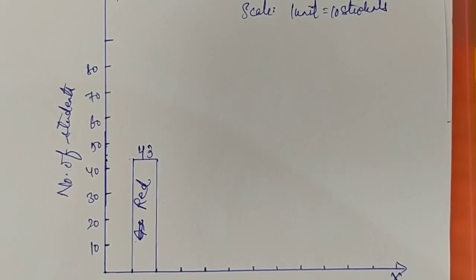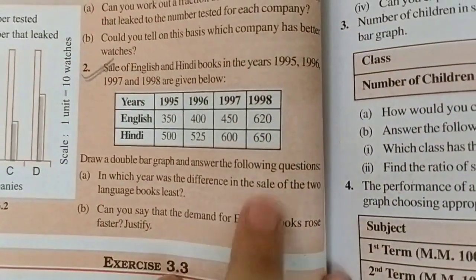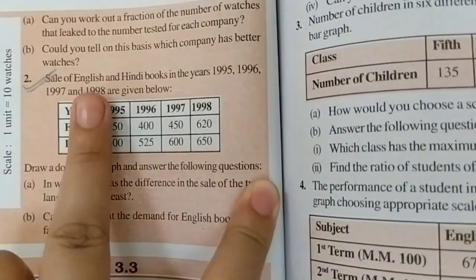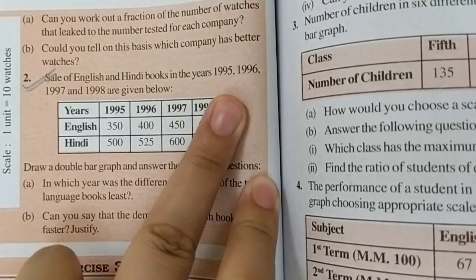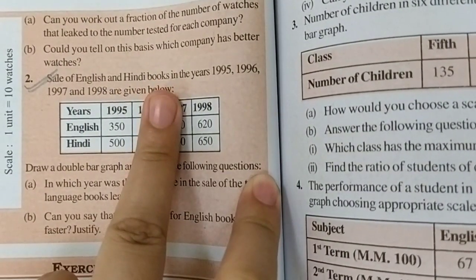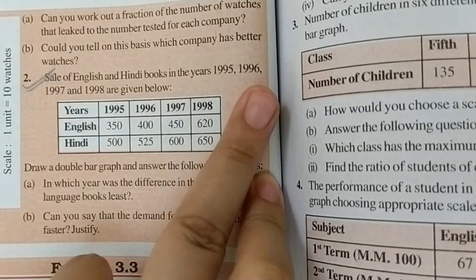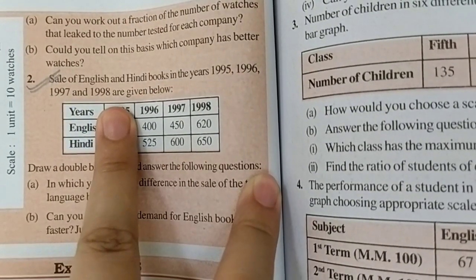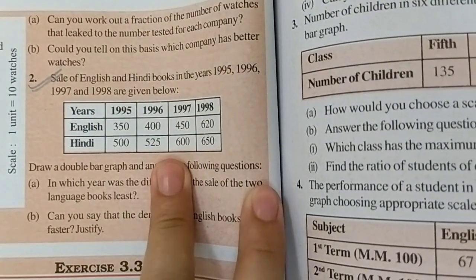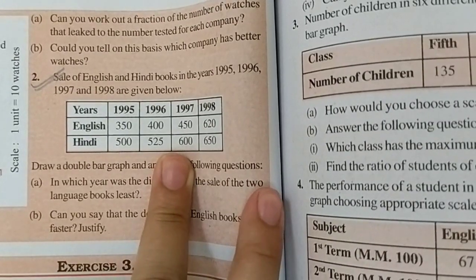given on page number 72, the question number 2, okay, which says, this is your try these, and this is the question number 2, which says sale of English and Hindi books in the years, English and Hindi books की sale in the year 1995, 1996, 1997 and 1998 are given below. So these are the sales given of the books, ठीक है.